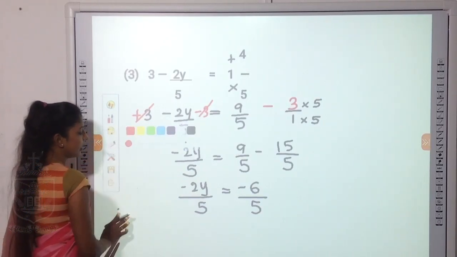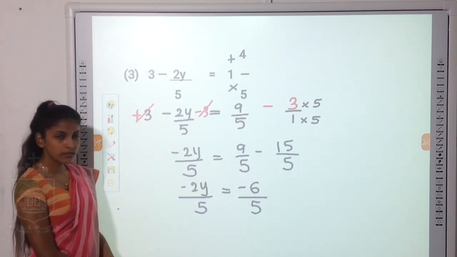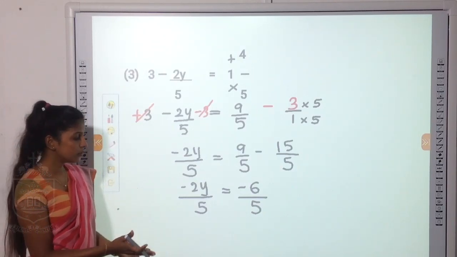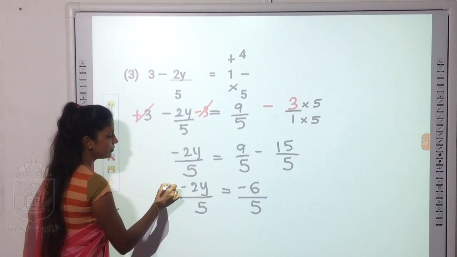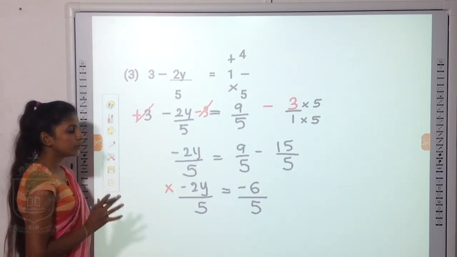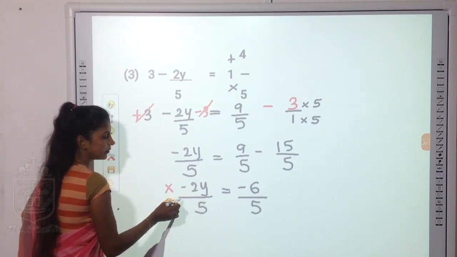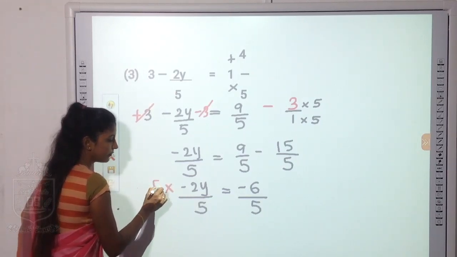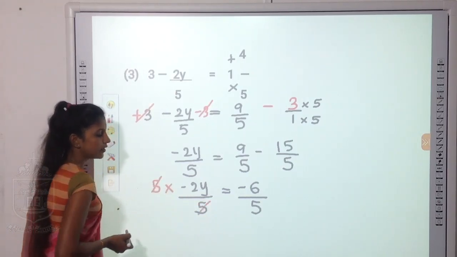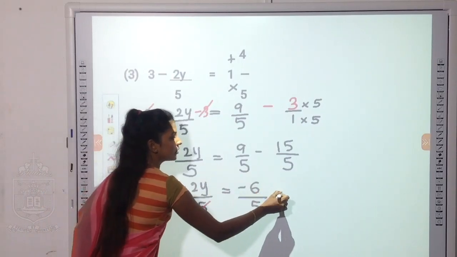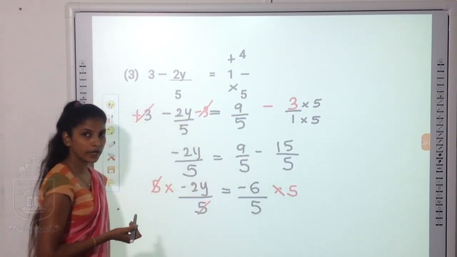In removing that, you can do it at once or using two steps. Here I am going to remove both 2 and 5 in one step. Since it is division, I am going to multiply by 5. So this 5 will be cancelled. This side also I am going to multiply by 5.